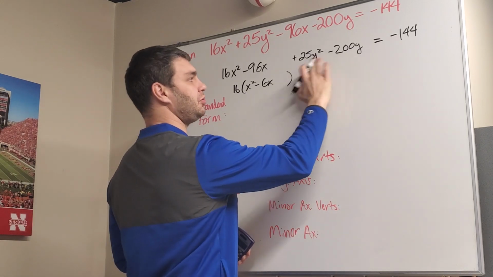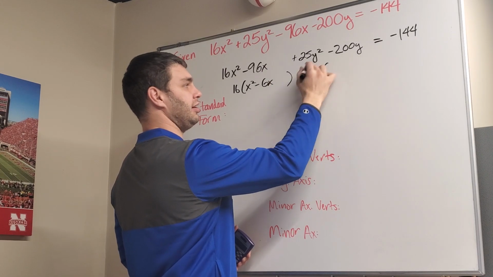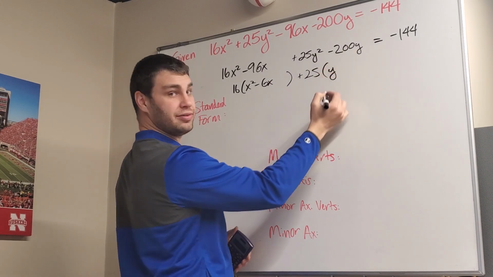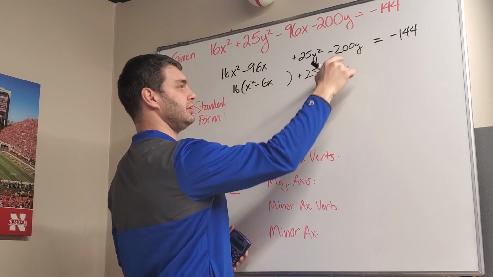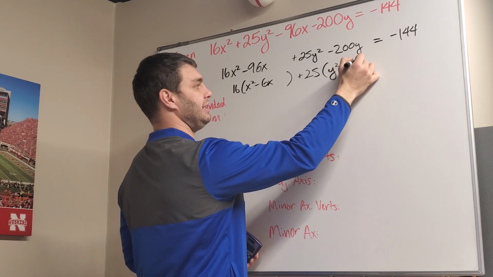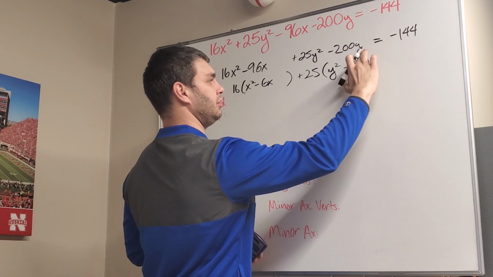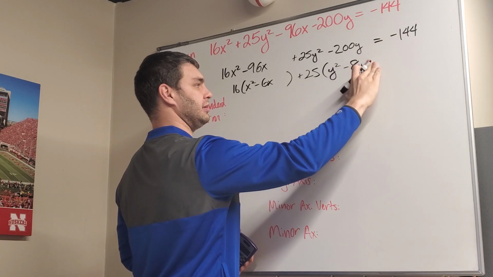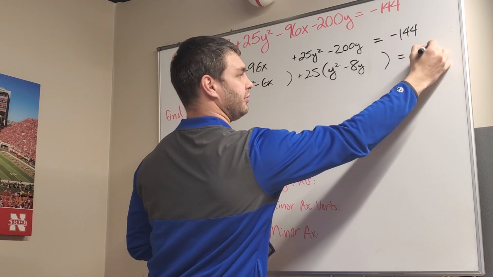Same thing on this side. I know 25 goes into both of those, so I'm going to take out a 25. Left over after I factor a 25 out is going to be y squared minus, and then 25 goes into negative 200, negative 8y. Oops, I should leave a space. And then that equals negative 144.